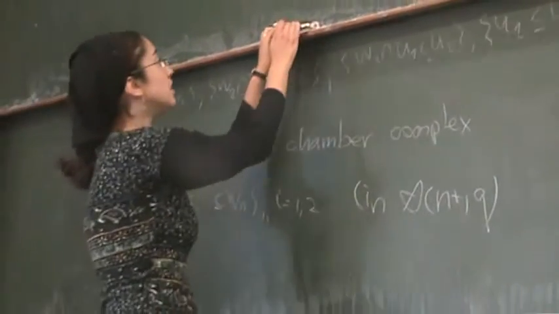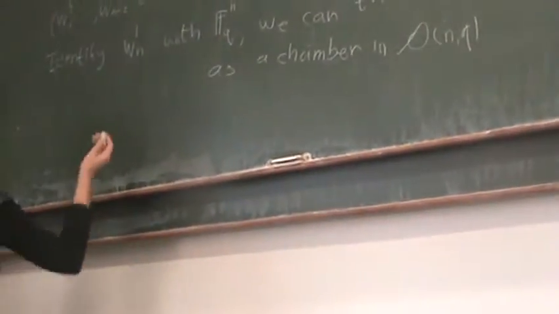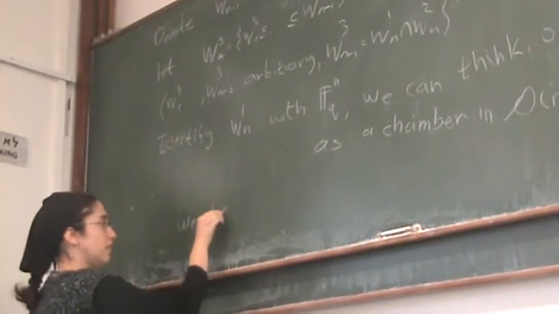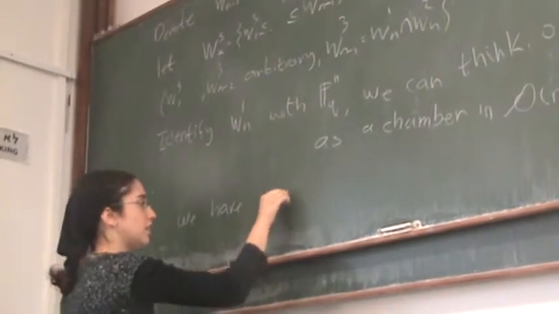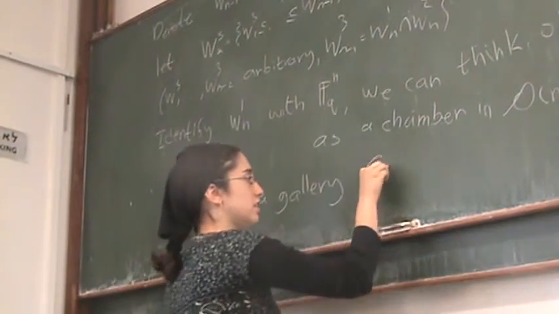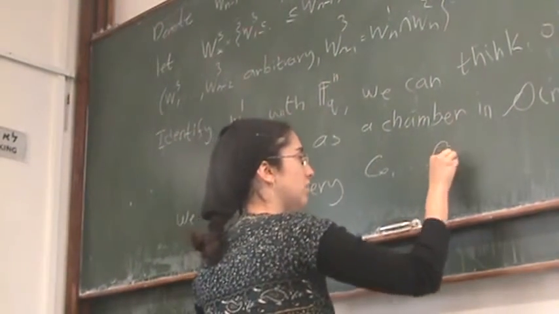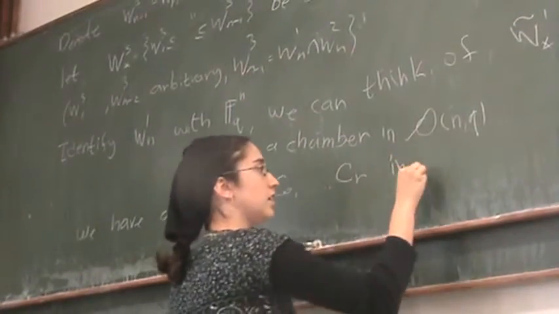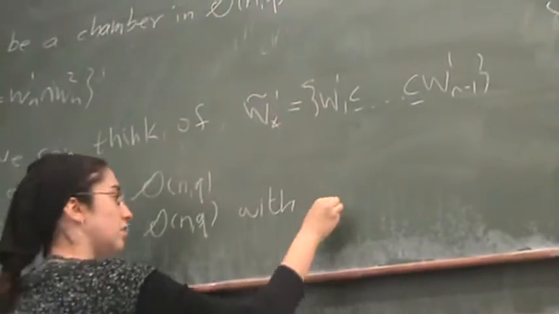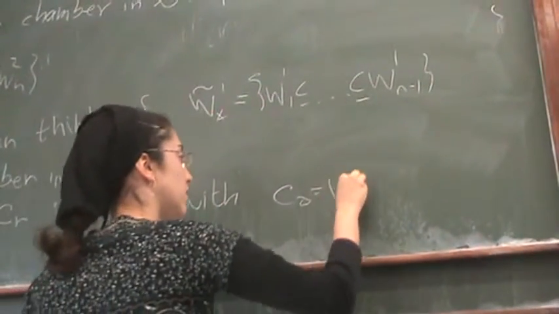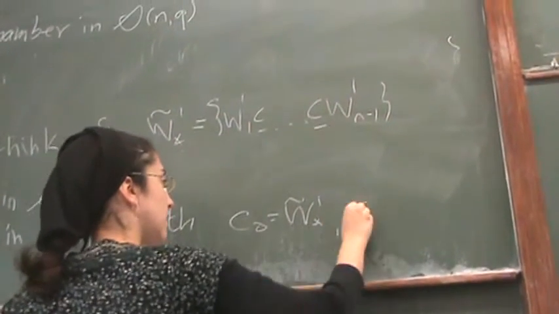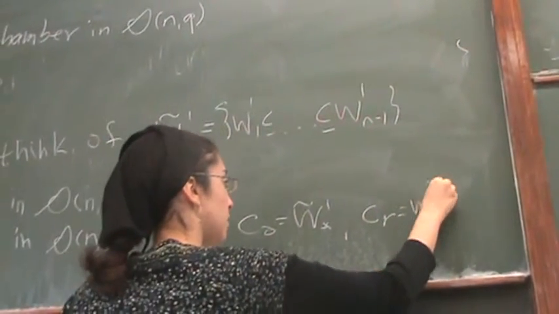So now, by the induction assumption, we have a gallery, let's call it C0 to CR in S_n(Q), where C0 is W1 star tilde and CR is W2.